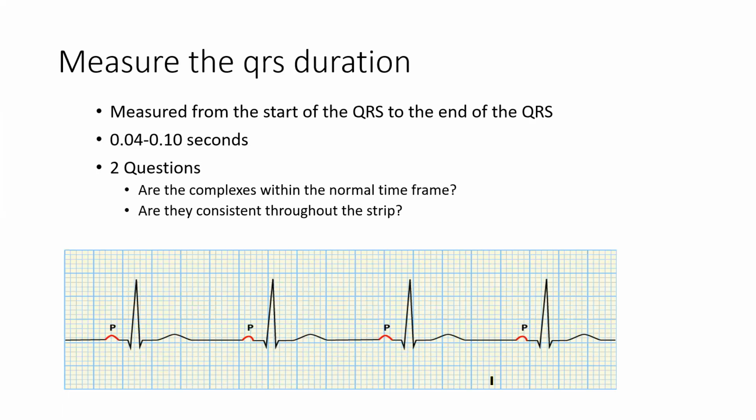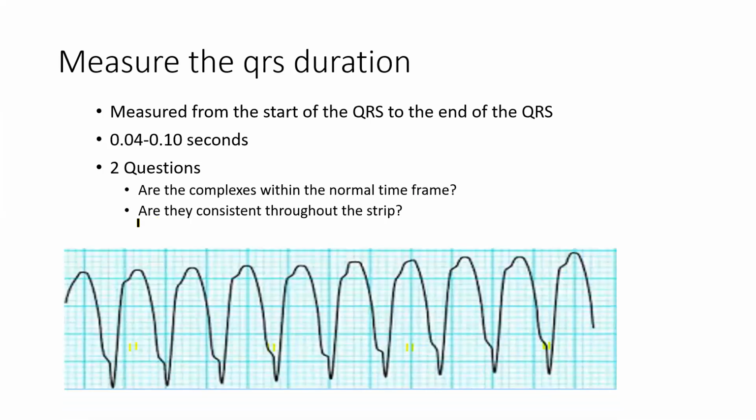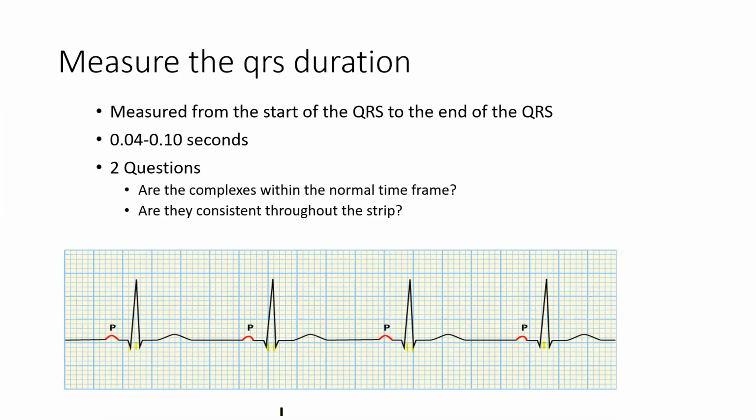All right, so let's take a look at this. We have our QRSs. We've got 1, 2. It's only about 2. 1, 2. 1, 2. And 1, 2. So they are within that time frame because they are 0.08 seconds. Oh, let's go back one. Not quite ready for that one yet. And then are they consistent? So yes, they are falling about the same every single time. So this one is considered normal.